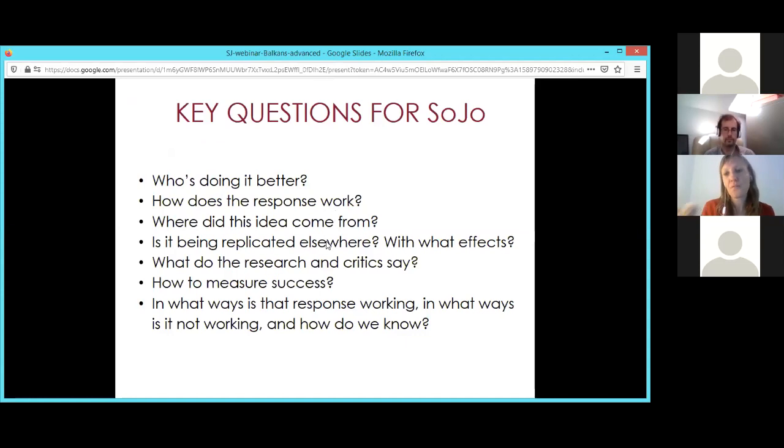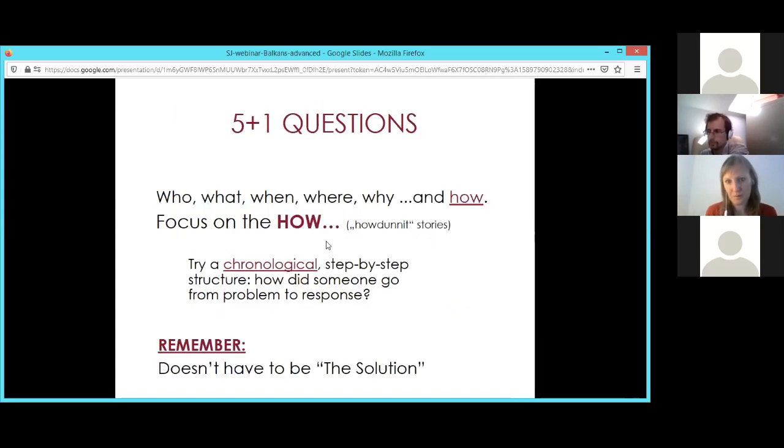Was it replicated elsewhere? So does it really work maybe somewhere else? Does it have an effect? What does research say? What do critics say? You need to have a critical point of view to be part of your story. How do you measure the success? How do you know what the numbers tell you? And then, how do we know it is or it's not working?